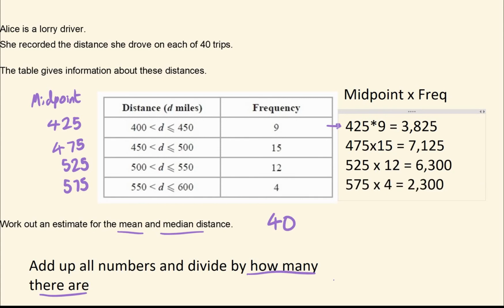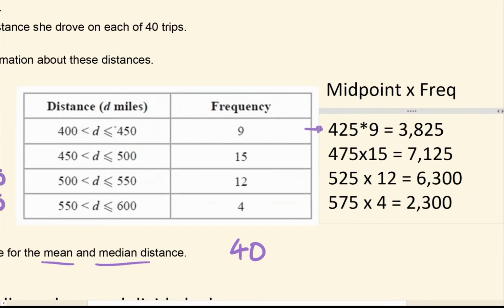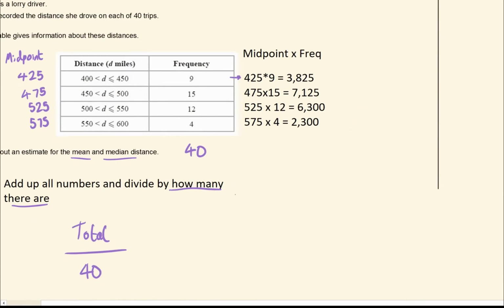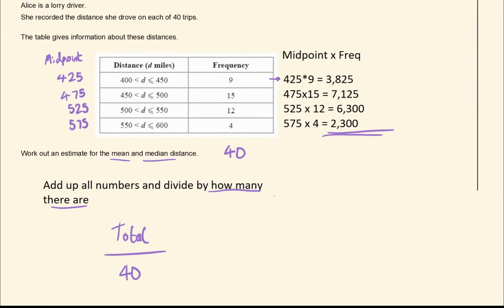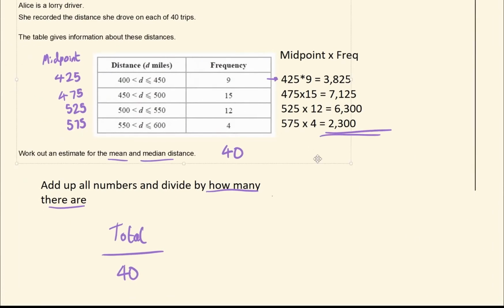And what we've worked out here is the total for each row. So basically all these trips totaled to 3825. We want the grand total, so we need to add up this column as well, to add up all the numbers. So all the numbers you've worked out, we had 3825 plus 7125 plus 6300 plus 2300. So the overall total miles, or the estimate for it, is 19,550.